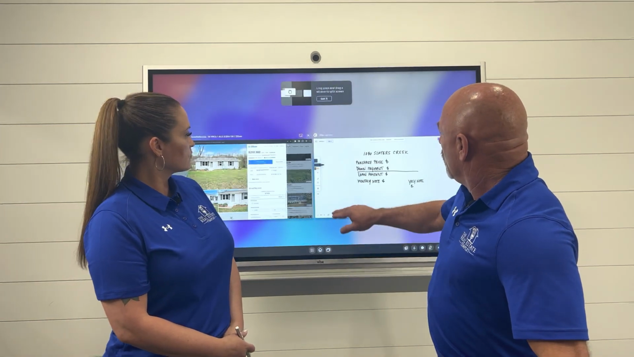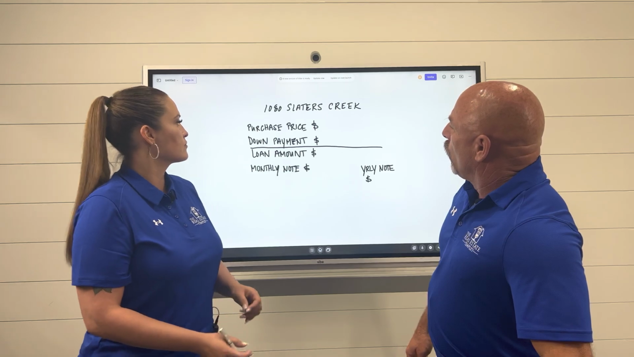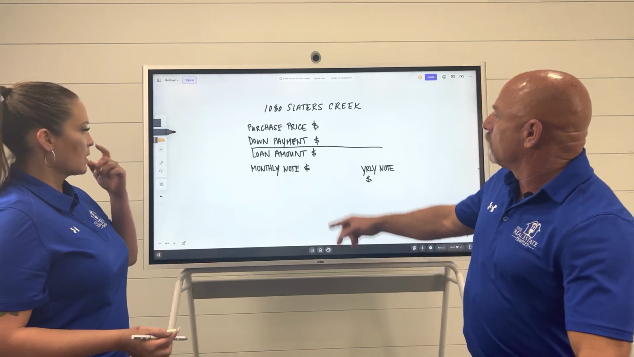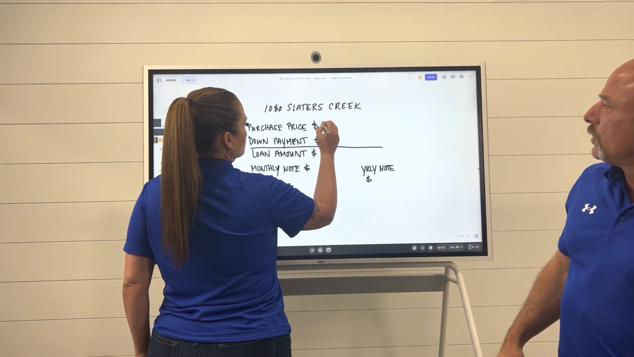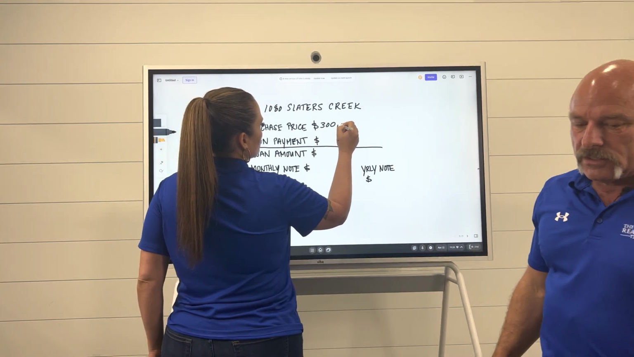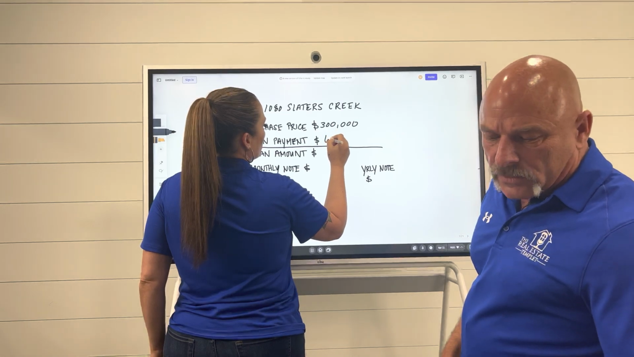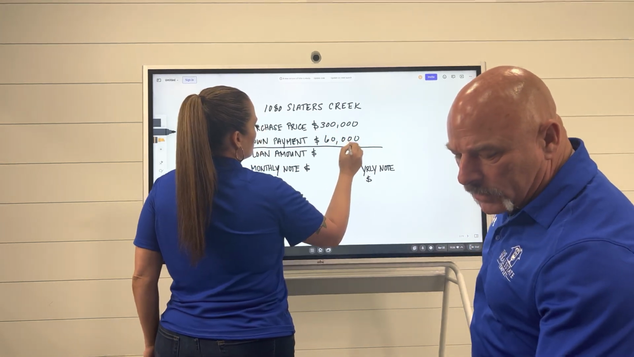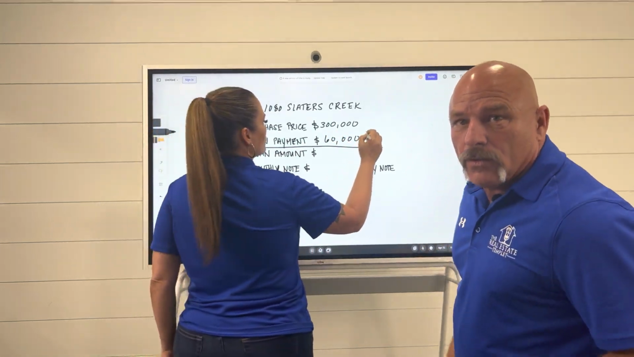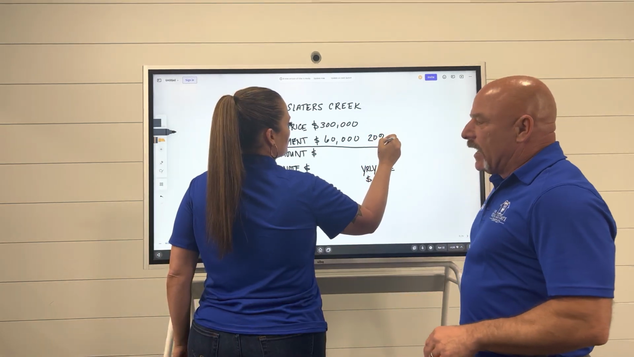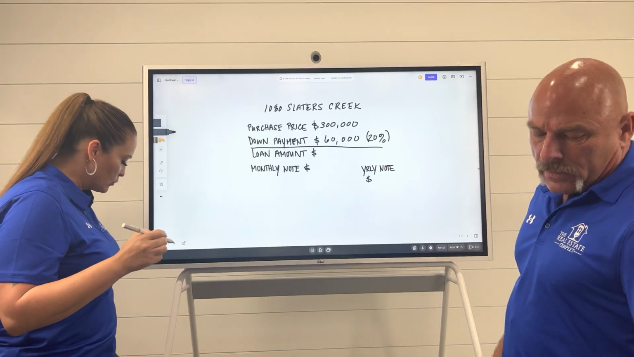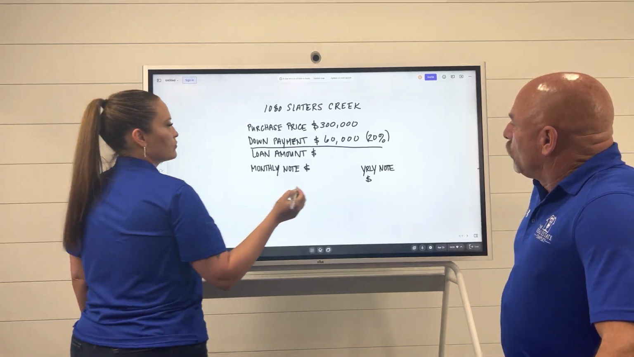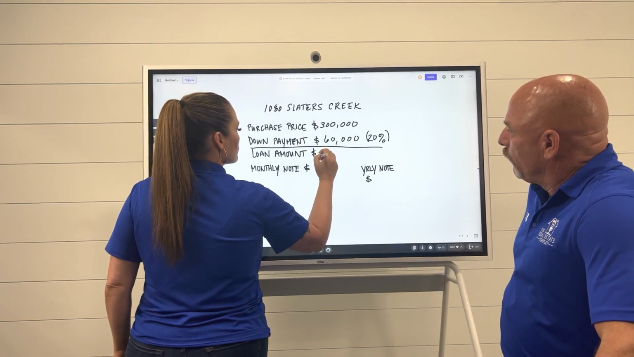So we're going to come here. I've had her already write out some words up there. That way we don't have to spend time doing that. So it's 1080 Slaters Creek Road. We're going to use a purchase price. Use $300,000 because it's just easy to do. We're going to put 20% down on our rental. That's going to be $60,000. We're going to use a loan amount of $240,000.